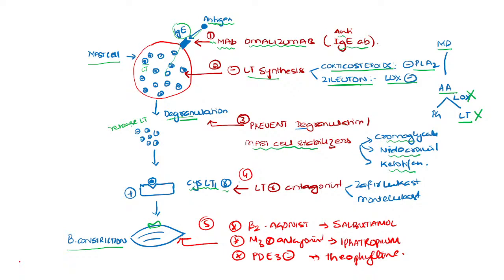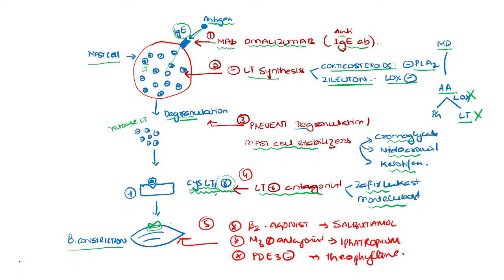The next, fourth target site will be to attack the cysteinyl leukotriene 1 receptors, and you need to antagonize that receptor. So you are going to prevent the activation of these receptors. How will you do it? By giving a leukotriene receptor antagonist. We have zafirlukast, montelukast, etc. Then we have a fifth target site at the bronchial muscle. You need to prevent the bronchoconstriction.